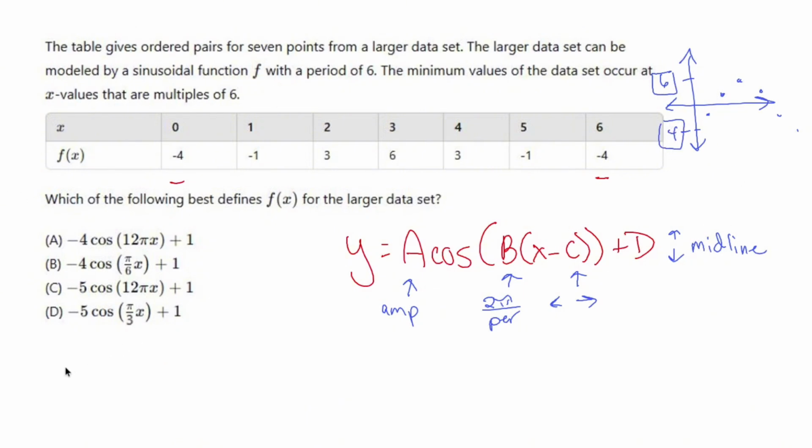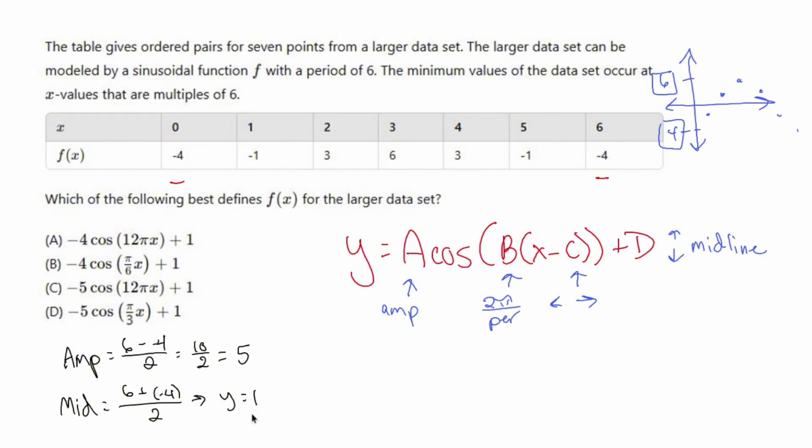So let's find our amplitude. Our amplitude is going to be the larger number minus the smaller number, divided all by 2. So 6 minus -4 is going to be +10. +10 over 2 is 5. That's my amplitude. My midline is very similar, but you add the numbers. 6 plus -4 all over 2, which is going to be y equals 2 over 2, which is 1. So the amplitude is 5, the midline is 1.